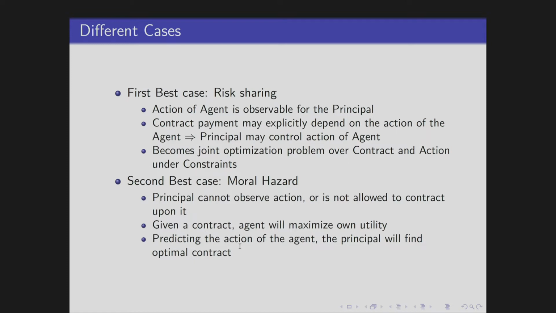It's the risk-sharing case. In this case, the principal knows everything about the agent. Imagine the principal really watches the agent 24/7 and can see how many hours he works or how he performs. So he is able to observe the action of the agent, and the contract payment is also allowed to depend on this action explicitly. And so basically, since the principal can now control the agent, it becomes a one-sided optimization problem where the principal alone controls the action as well as the contract.